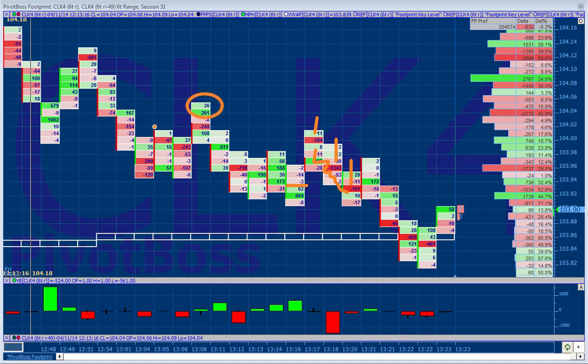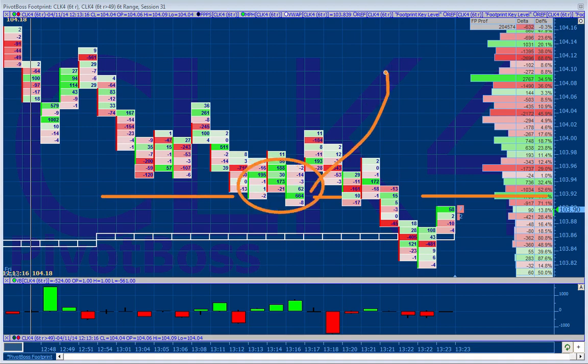Look at right here. Big buy imbalance, and price rotates lower. Price comes back, and now we have lower highs. Very, very short-term stuff. But look at what happened at that 103.92. All of a sudden, all of the sell imbalances that we were buying because we were stepping on them to reach their stops, now these buy imbalances are coming in to defend.